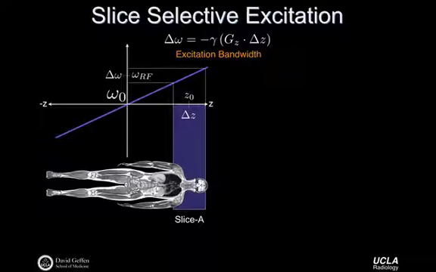So let's think about some details of these RF pulses that we have to use for exciting. If we turn on a gradient, right? So this purple line here just means I've turned on some gradient. And in doing so, I'm mapping some frequency to some spatial position. Higher spatial positions are going to have higher frequencies, so higher spatial positions give me higher and higher frequencies, right?